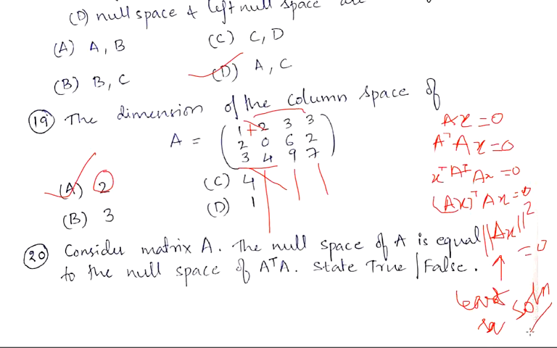This is possible only when X belongs to the null space of A transpose A, and the assumption is X already belongs to the null space of A, right? So on this line it is true. The null space of A is equal to the null space of A transpose A. Okay, remember this.